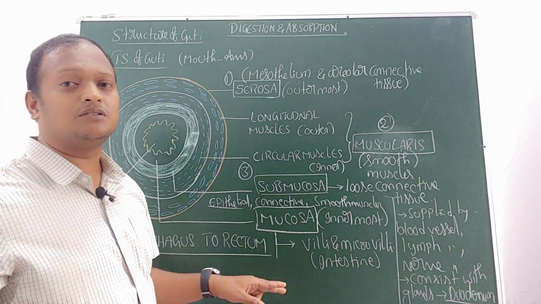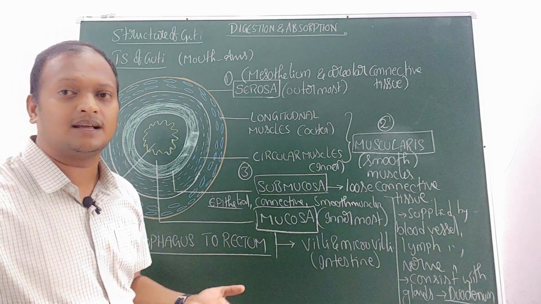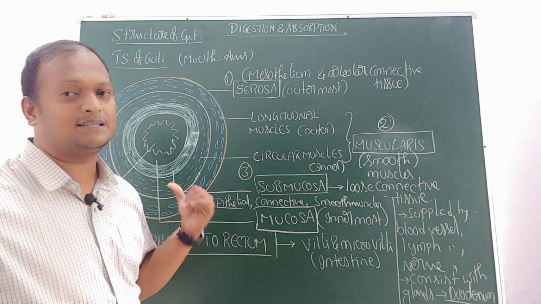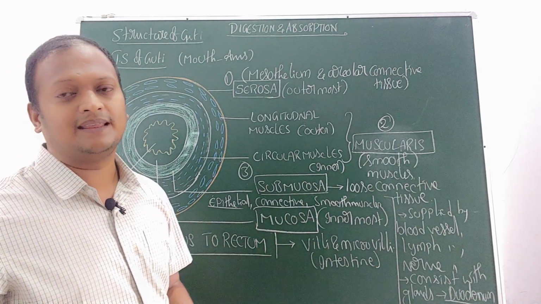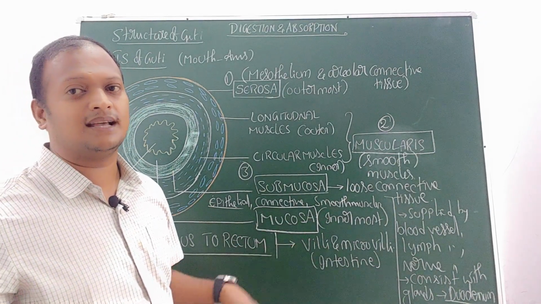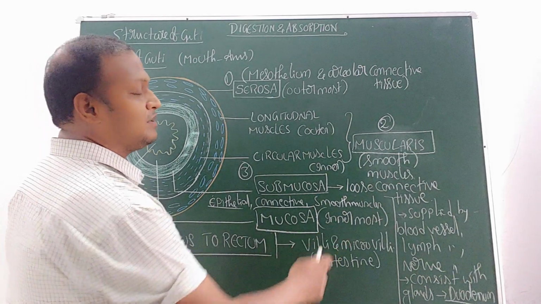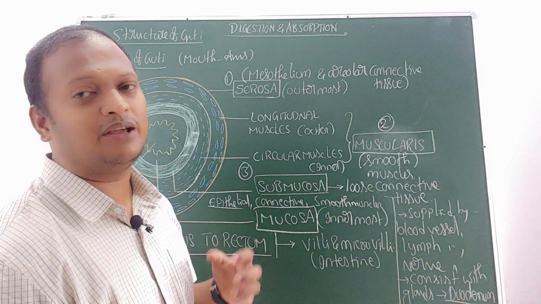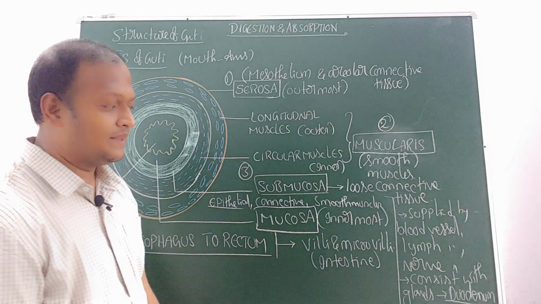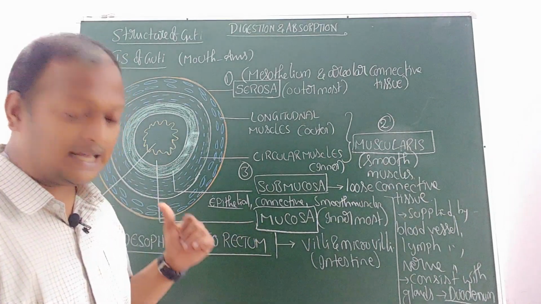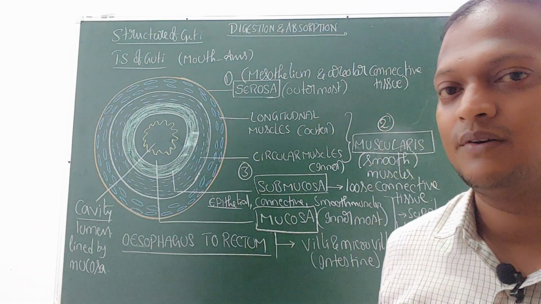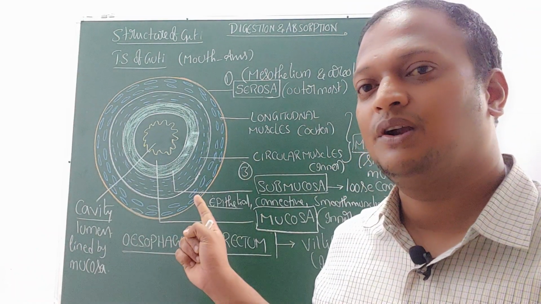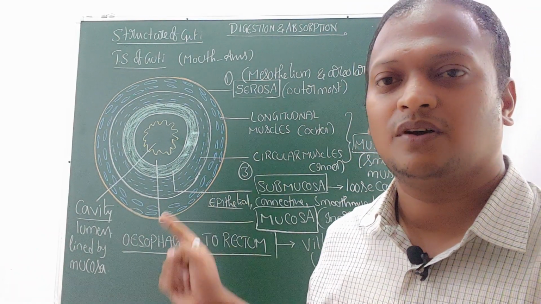The mucosa also exhibits different types of modifications as per the requirement in different portions of the gut. What changes take place in the mucosa of the intestine? From the mucosa, villi and microvilli are present. The diagram is very important. Practice this diagram in the NCERT textbook, for the subjective as well as the objective point of view.